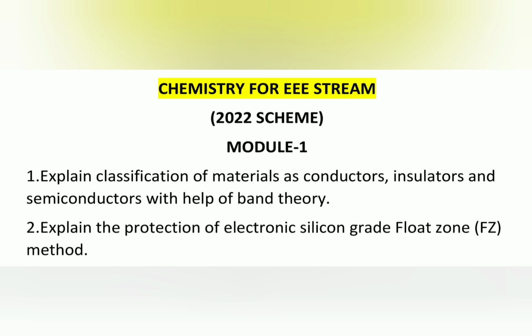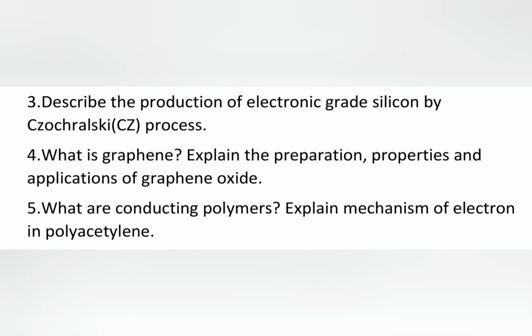The second question is explain the production of electronic grade silicon by the float zone method. The third question is describe the production of electronic grade silicon by Czochralski process. The fourth question is what is graphene, explain the preparation, properties and applications of graphene oxide.